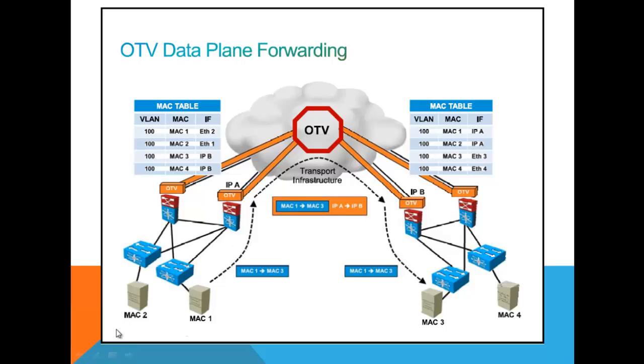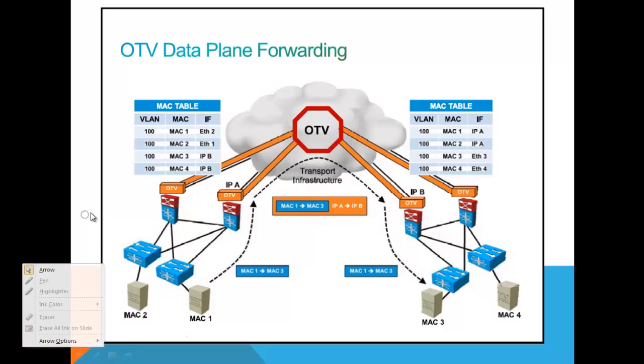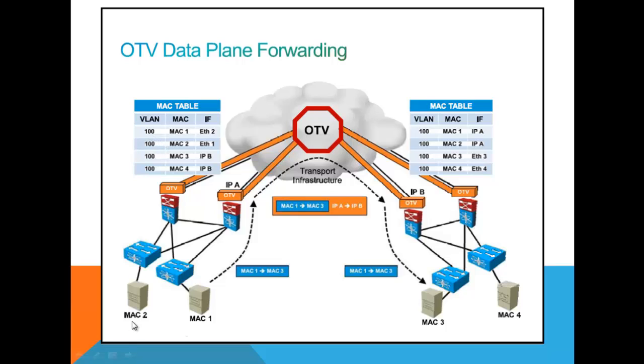Now this is how the data plane forwarding will look. You see, for MAC 1 and MAC 2 in the table, they belong to VLAN 100. They are local to this OTV. So you see the interface names Ethernet 2 and Ethernet 1. So any traffic from MAC 1 and MAC 2 will not use OTV. But if the traffic wants to go to MAC 3, which is also in the same VLAN but remote, it has the IP address of B.